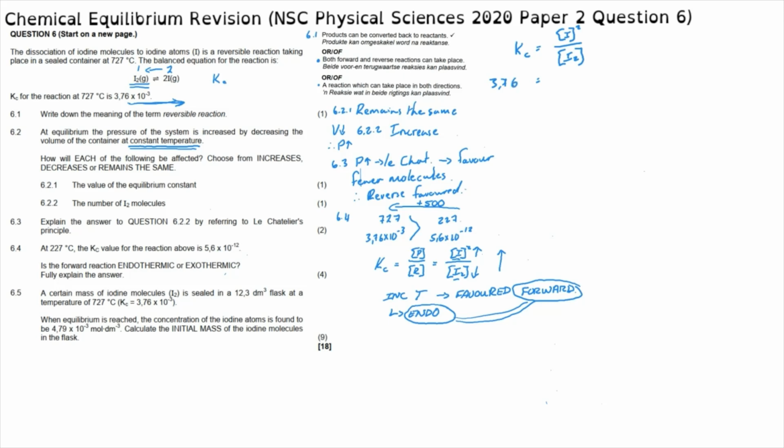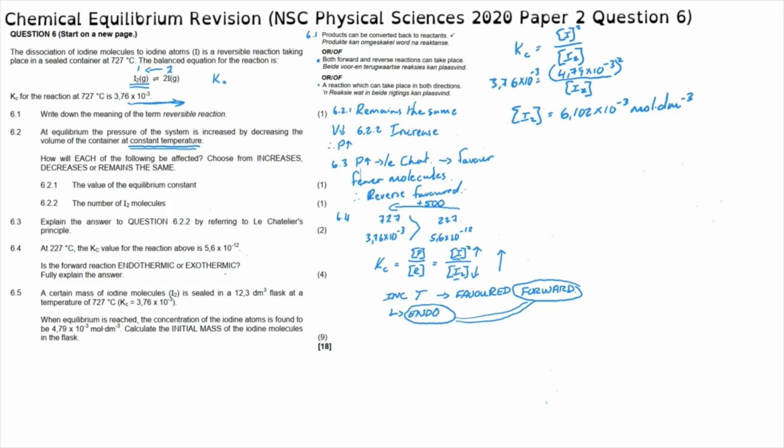3.76 times 10 to the power of minus 3. Our concentration of iodine atoms is also given to us at equilibrium, which is 4.79 times 10 to the negative 3. And that then leaves our concentration. We must remember to square the concentration of the iodine atoms, and our concentration of the iodine molecules at equilibrium is unknown, but it's the only unknown in this equation, and therefore we can solve to find that concentration at equilibrium to be 6.102 times 10 to the negative 3 moles per cubic decimeter.